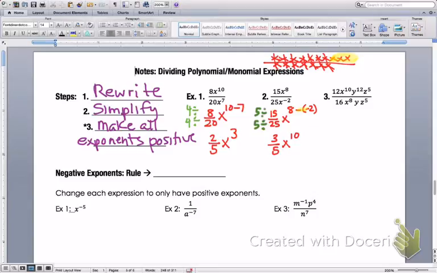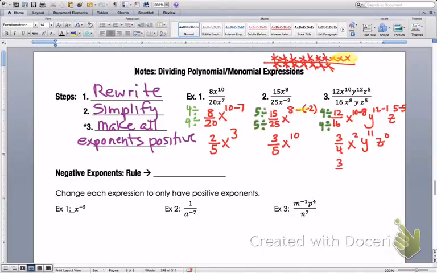All right, next one, same thing, we're going to take our fraction, 12 over 16. It's going to be x 10 minus 8, y 12 minus an invisible 1, and z 5 minus 5. All right, we're going to divide this by 4 to reduce it. So that gives us 3 over 4, x to the power of 2, y to the power of 11, and 5 minus 5 is 0, so the exponent is 0, z to the 0.